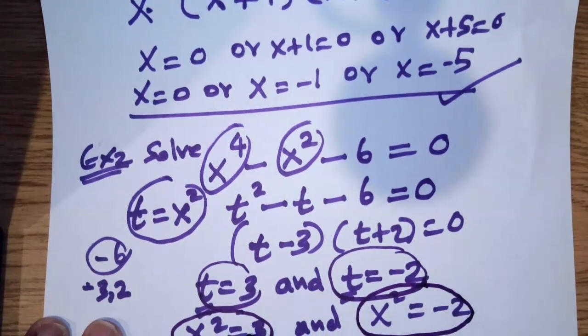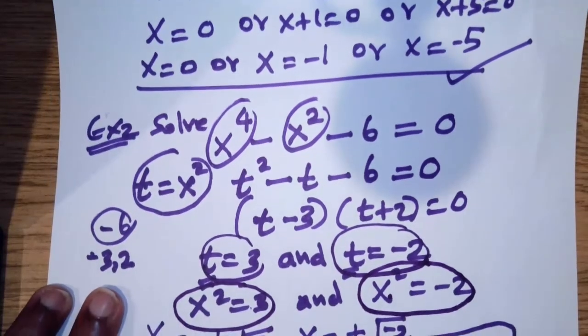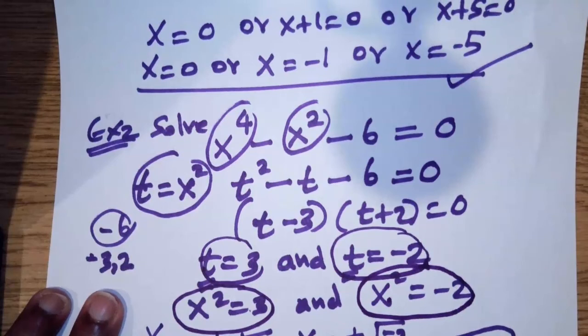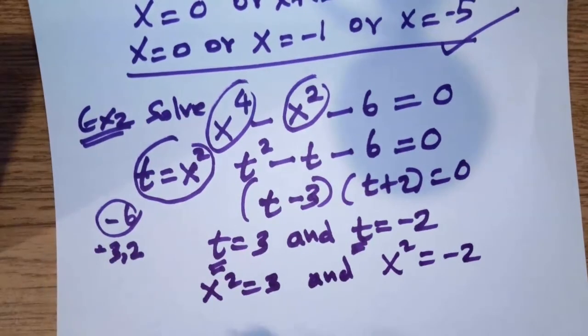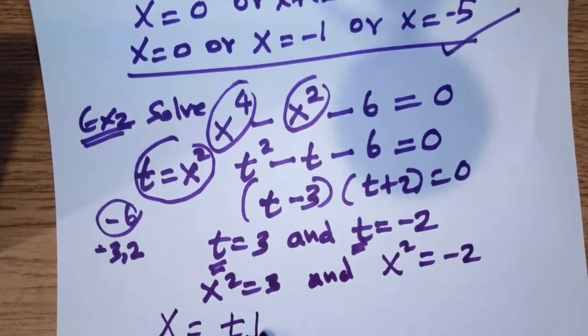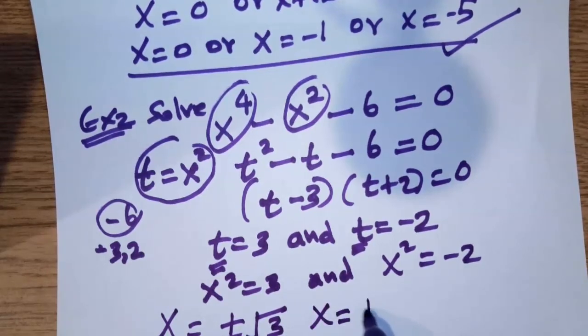Then we can solve these two using the square root rule, because it's just x squared equals 3 and x squared equals negative 2. By the square root rule, we know that if x squared equals 3, then x is equal to plus or minus square root 3. And by the square root rule again, for x squared equals -2, x is equal to plus or minus square root of negative 2.